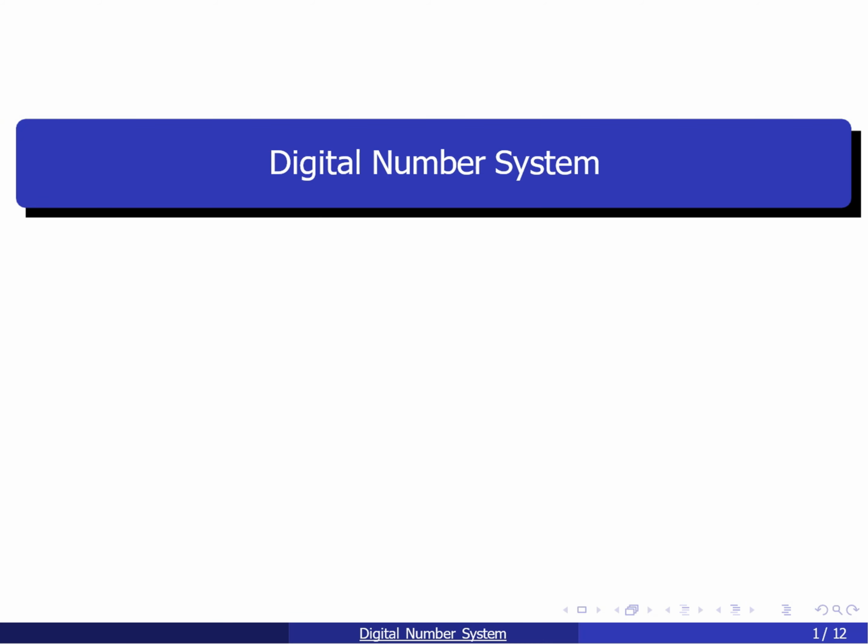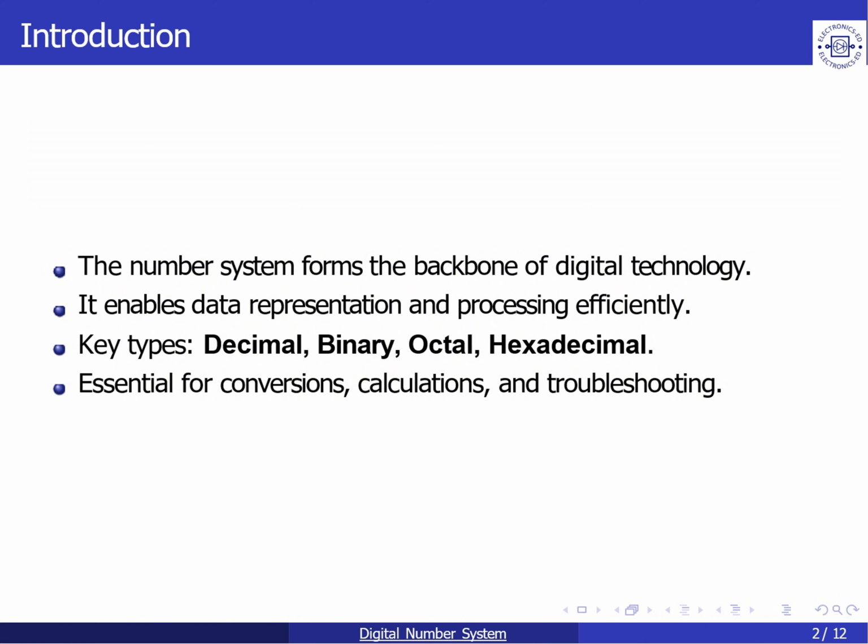Welcome! Today, we'll be exploring the digital number system and understanding why it forms the core of digital technology. Number systems are at the heart of how computers and electronic devices work. They allow us to represent, process, and communicate data efficiently. Among the most important are the decimal, binary, octal, and hexadecimal systems. Mastering these allows you to perform conversions, calculations, and troubleshoot digital systems accurately.